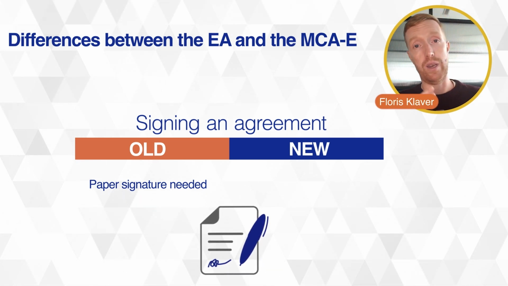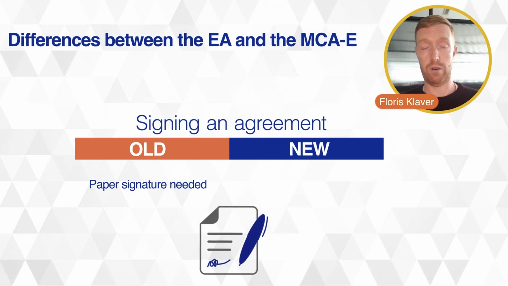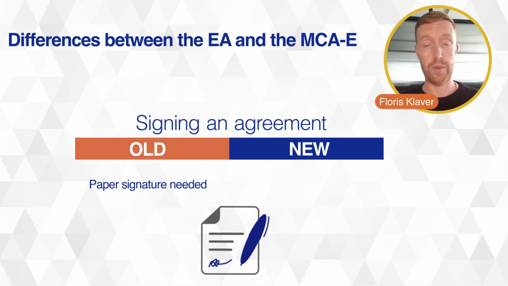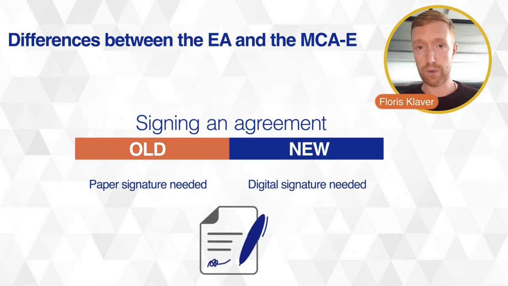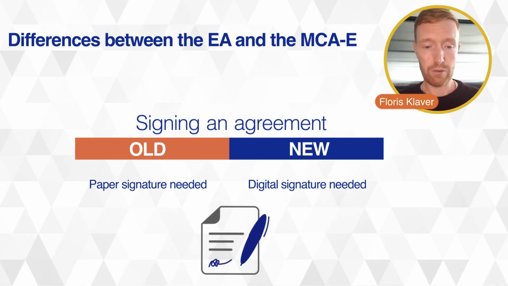But you see that already a lot of companies shifted to things like DocuSign or something else, and they were asking, can I just put it into my system and then sign it through DocuSign? In the new, that's possible. You can do that with a digital signature. It's quite easy, no stress about it.